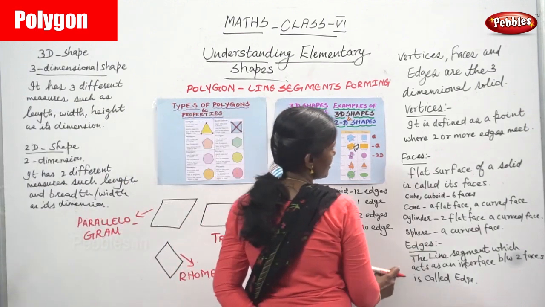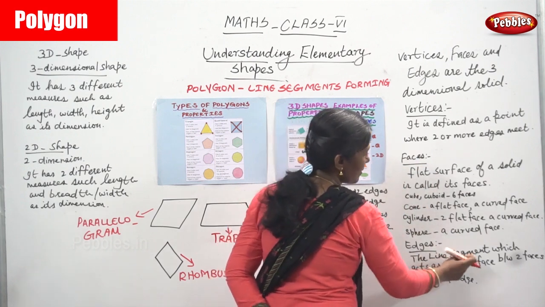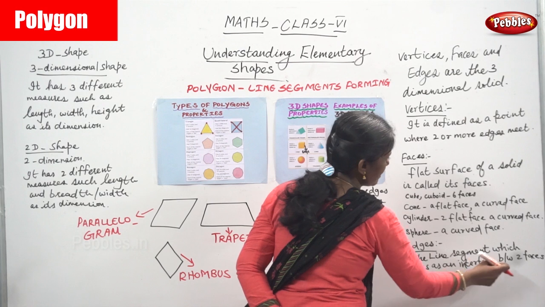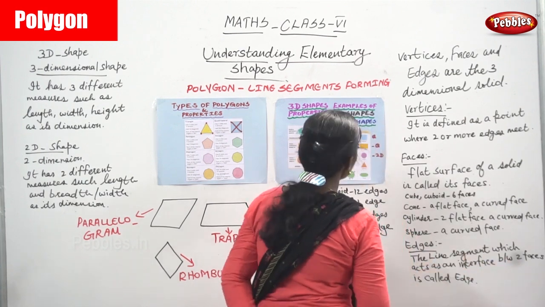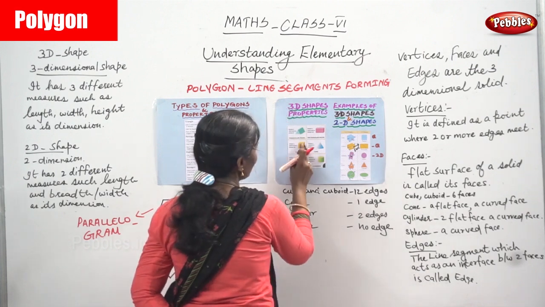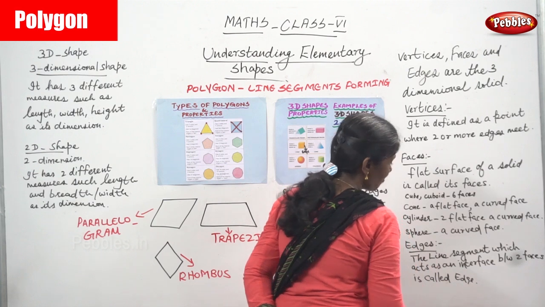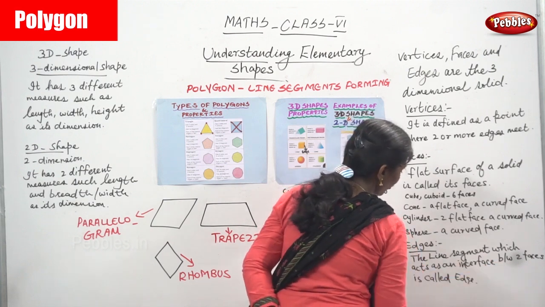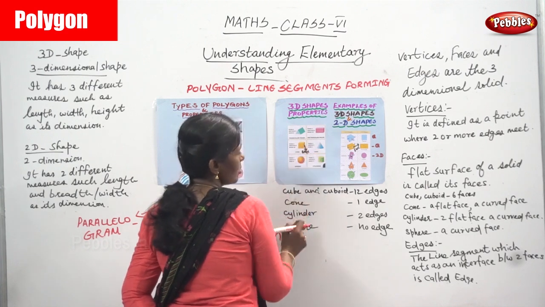And finally we are going to discuss another term of the 3-dimensional shape, the edge. The line segment which acts as the interface between 2 faces is called an edge. You know what a line segment is. This is a line segment. These line segments which act as an interface between 2 faces are called an edge. This is an edge.